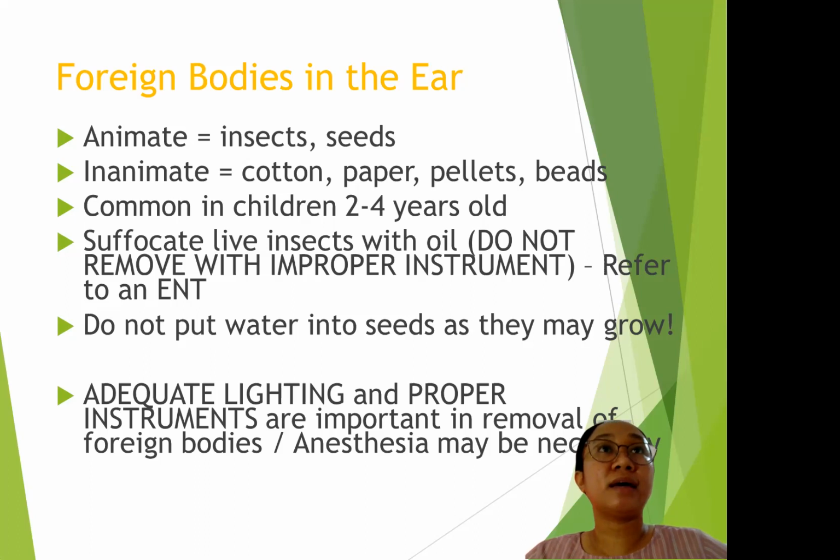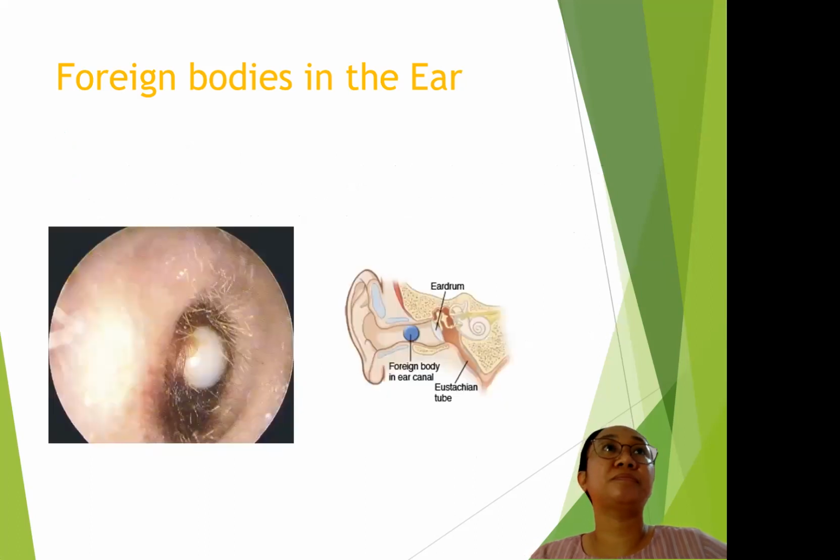If you find an insect inside an ear canal, please do not remove it with an improper instrument. Try to drown the insect first with oil, and then you can remove it with proper instruments, or you can refer to an ENT. As for the seeds, please do not put water as they may grow. Adequate lighting and proper instruments are very important in removal of foreign bodies. If it is too painful, you can put topical anesthesia like lidocaine.